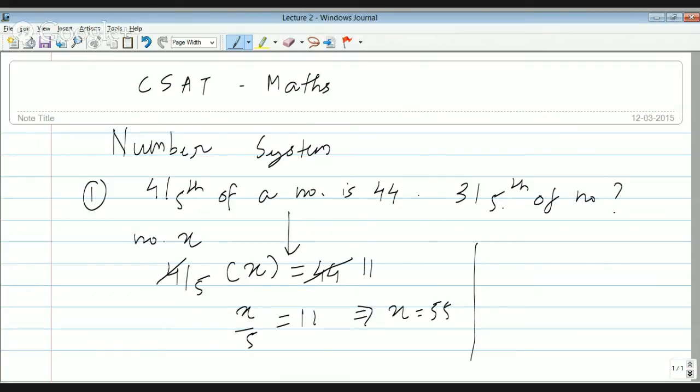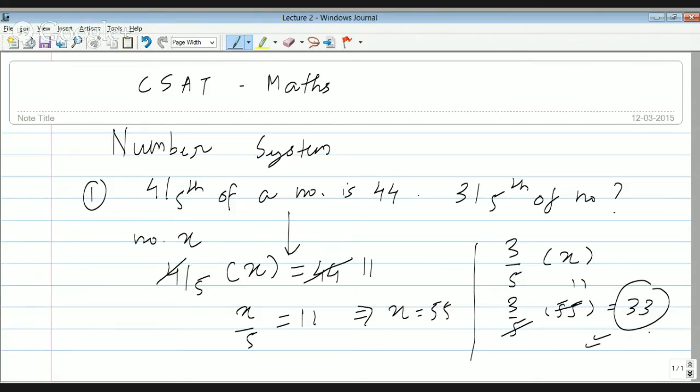Now in the next part, we have to find 3/5 of the number x. We found out the number is 55. 3/5 of 55 will be 11 times 3, which is equal to 33. So we had the four options: A 55, B 33, C 22, and D 44. So B, 33, is the correct answer. This is the first part.